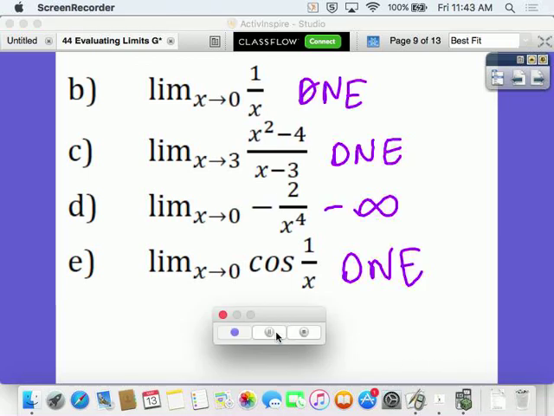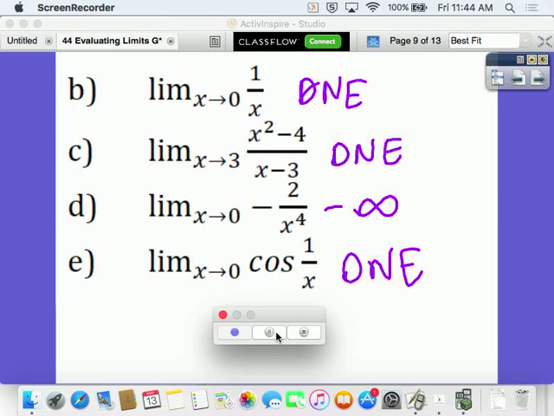Now hopefully you didn't get too thrown off, because if you notice for B, the limit as x approaches 0 of 1 over x, one side approached positive infinity, one approached negative infinity, so yeah, the limit did not exist for B. For C, it did the exact same thing. It approached positive infinity and negative infinity, which means the limit, again, did not exist. However, for D, both sides of the graph are going down to negative infinity, so that answer was negative infinity.